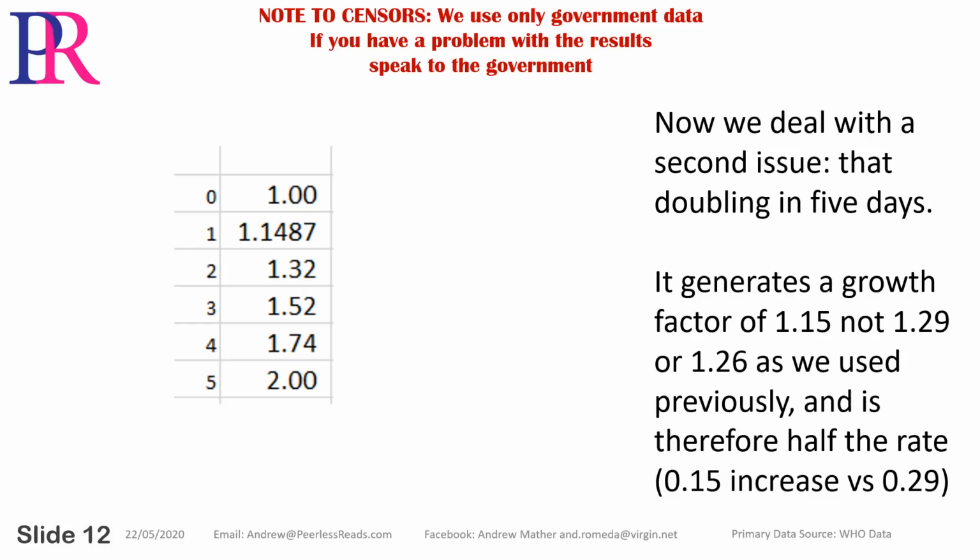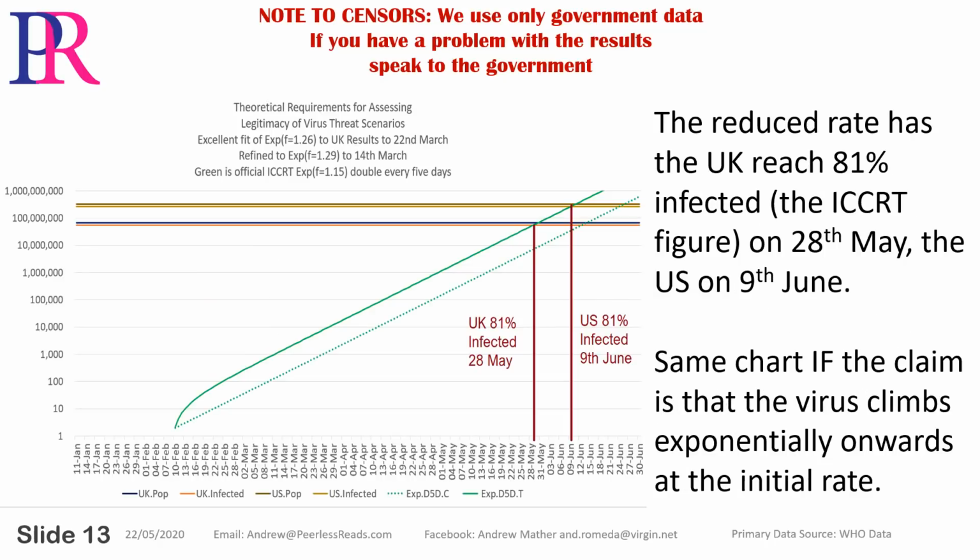Now we deal with the second issue, that doubling in 5 days. It generates a growth factor of 1.15, not 1.29 or 1.26 as we used previously, and is therefore half the rate, 0.15 increase versus 0.29. The reduced rate has the UK reach 81% infected, the ICCRT figure, on 28th May, the US on 9th of June. Same chart if the claim is that the virus climbs exponentially onwards at the initial rate.